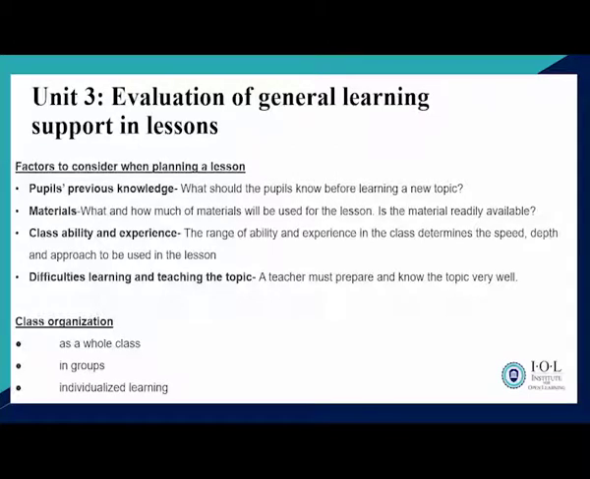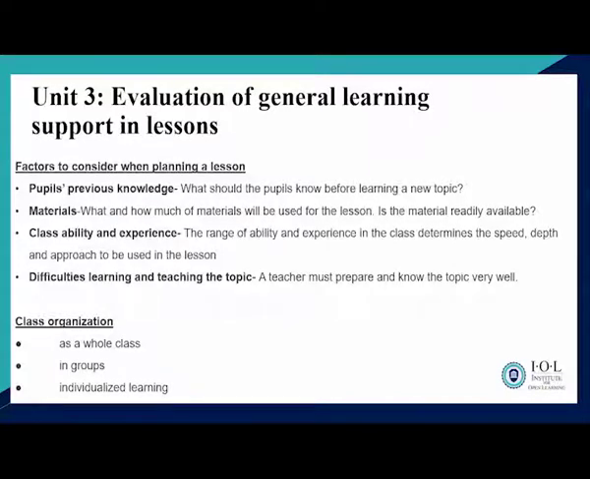Factors to consider when planning a lesson. For effective understanding of a lesson, you need to plan your lesson very well. Do you consider learners' previous knowledge, the materials that you are going to use, ability and experience, difficulties in learning and the teaching of the topic? You must prepare well in advance so that you do not pause and say, wait a minute, I don't know. You will get stuck if you did not prepare well in advance.